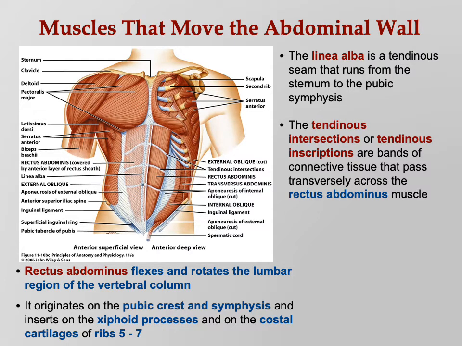And then, see how there are the cross lines? See the white lines going across horizontally? Those are called tendinous intersections or tendinous inscriptions. They're the bands that pass transversely across the rectus abdominis muscle, alright? So, rectus abdominis is such a huge muscle that having those tendinous inscriptions kind of divide it up into segments and help it work a little bit better.